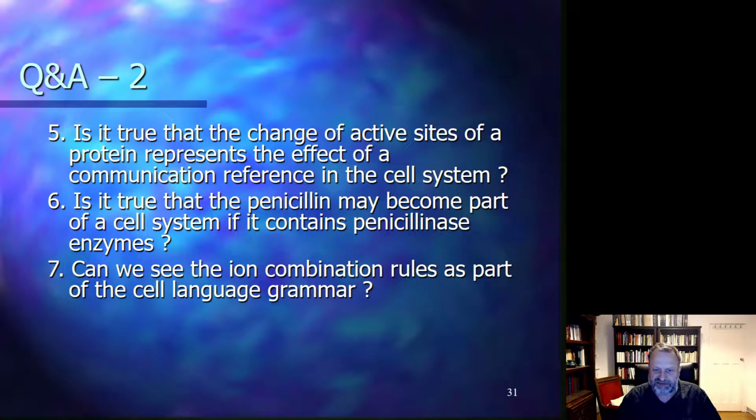Finally, can we see the ion combination rules as part of the cell language grammar? And the answer is no, because these ion combination rules, like sodium and chloride ions, how they combine, or protons and hydroxyl ions, these happen everywhere, not just in cells. They happen in the same way everywhere, so they are not part of the particular language or the grammar of the cell.